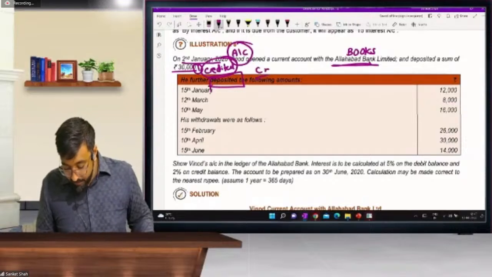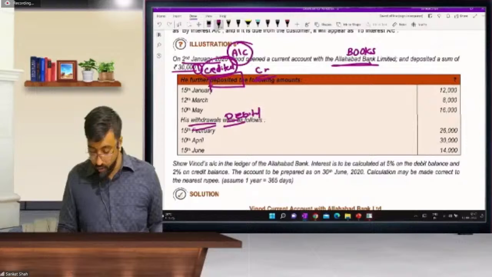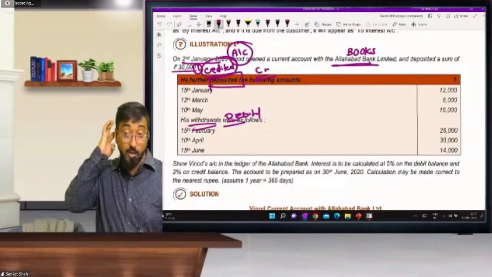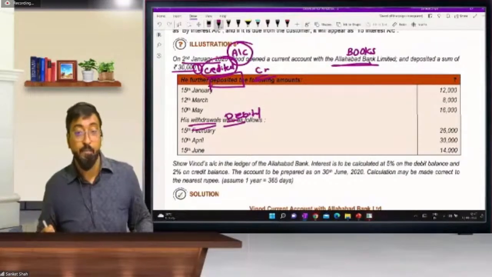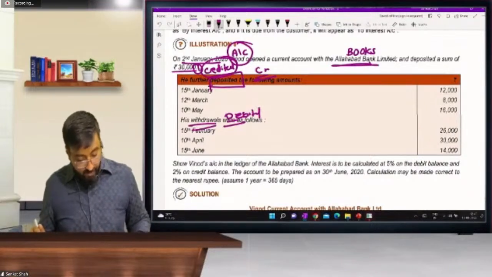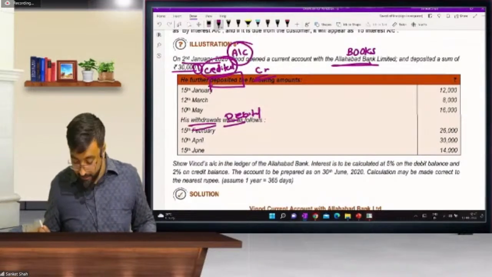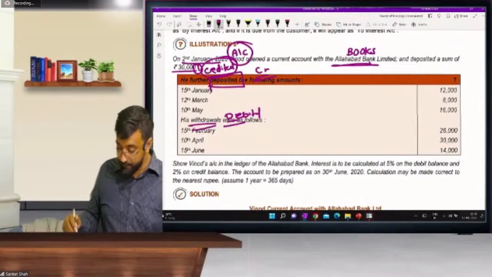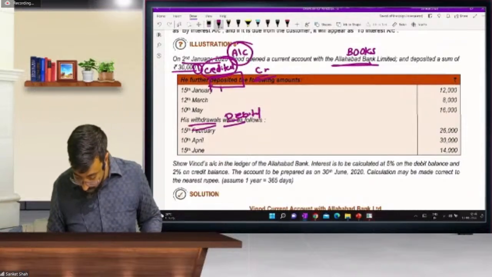Bank has further credited his account and withdrawal means debited his account. You can write over there. Bank has, he deposited means bank has credited his account and he deposited. Withdrawal means debited. He deposited, credited and withdrawal matlab debited. 15 Jan number 2.